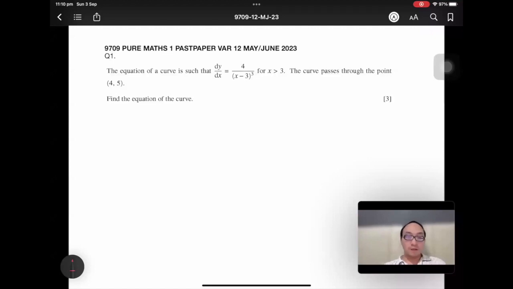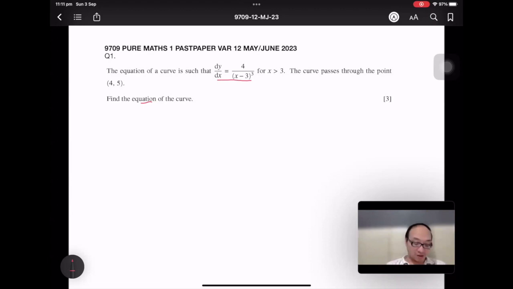Number 1, the equation of the curve is such that dy/dx equals (4x - 3)^(-3) for x greater than 3. The curve passes through the point (4, 5). Find the equation of the curve. To find the equation of the curve, we have to integrate the expression of the first derivative.